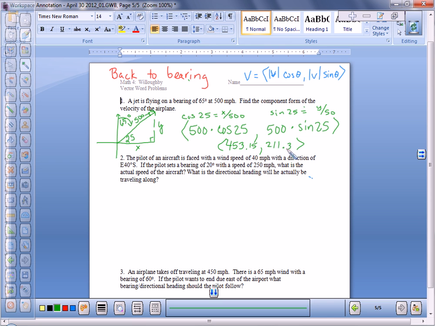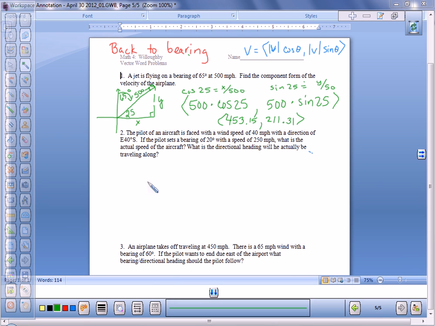The next problem. The pilot of an aircraft is faced with a wind speed of 40 miles per hour with a direction of 40 degrees south of east. If the pilot sets a bearing of 20 degrees with a speed of 250 miles per hour, what is the actual speed of the aircraft? So we've got an aircraft that's facing some wind.